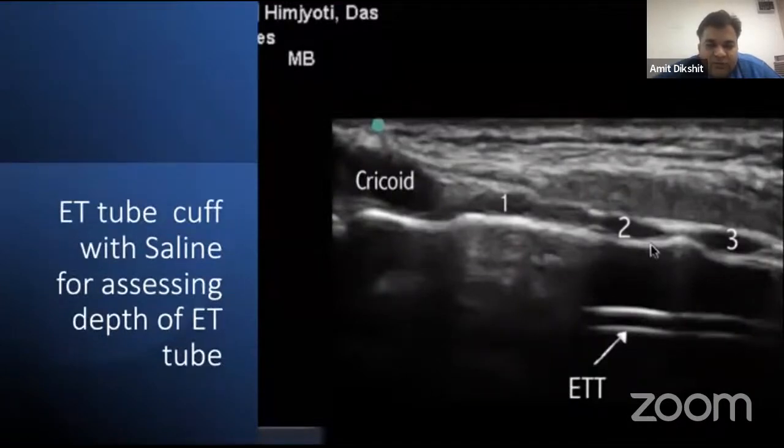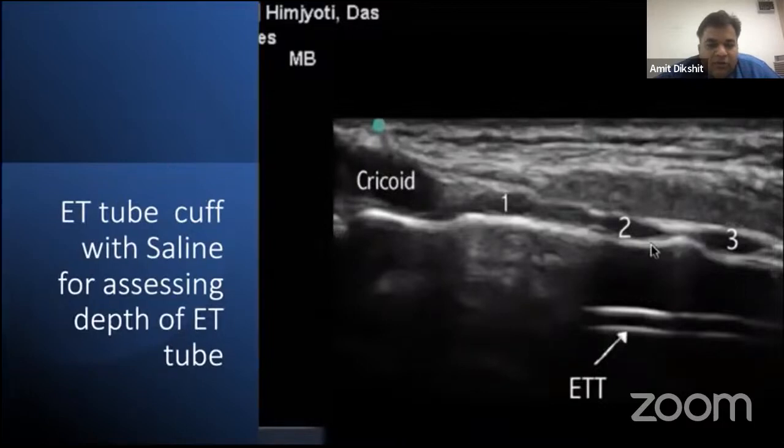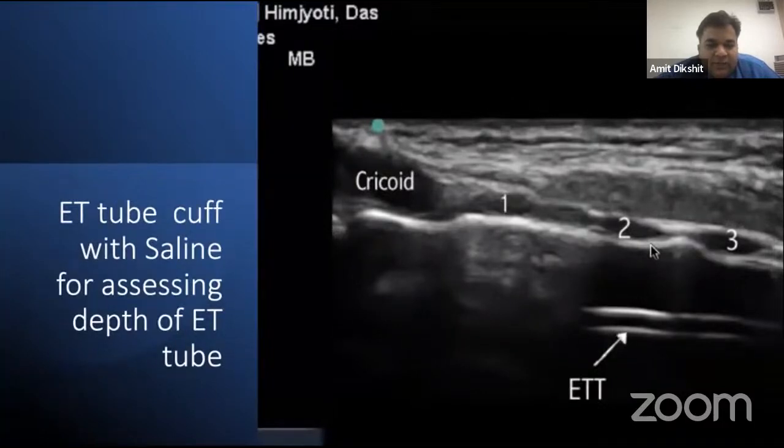Another important thing is whether the tube has gone endobronchially. We can inflate the cuff with saline, which is seen as a hypoechoic structure. If the cuff has gone beyond the third tracheal ring, you can very well say that it has become endobronchial. This is useful in the pediatric population when we are really scared. We always keep that pediatric stethoscope and everything, but this is a real-time thing: just place a probe and see.